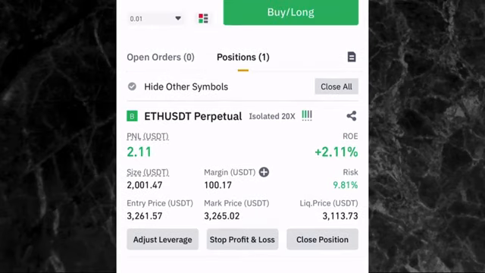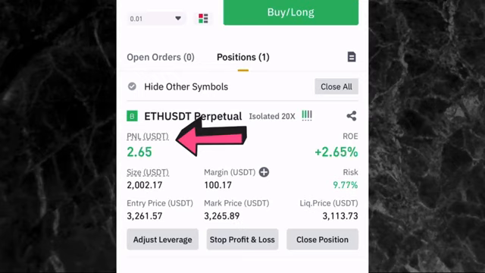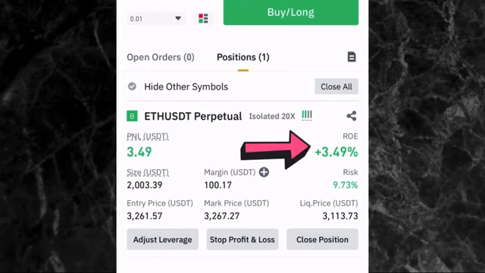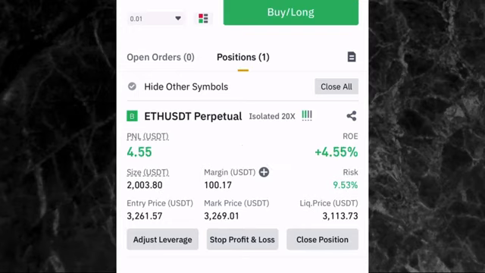Now, if you come to where you have PNL (USDT), it's showing you the amount of profit you've made in USDT. Right now we are on $2 profit. And on the other side where you have ROE, it's showing us the percentage of profit that we have made. Right now we have made 4% profit. You can see we're already making profit with our money.